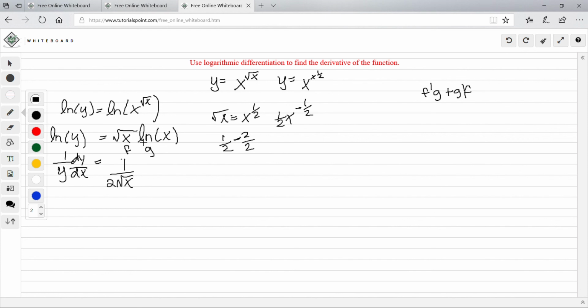And then bring down the g, which is ln of x, plus, now we have to do g prime times f. So here's our g, so the derivative of ln of x is just 1 over x. And then bring down the f, which is square root of x. So let me clean this up.